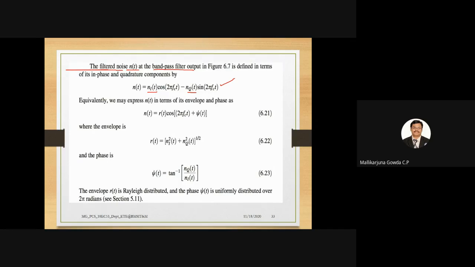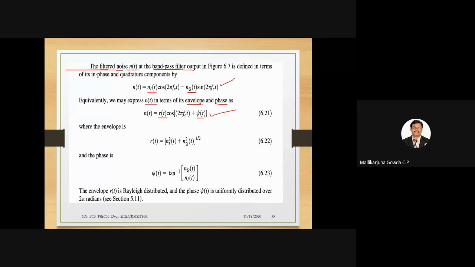I said this can also be expressed in terms of envelope and phase, right? So this is one way of expressing the filtered noise: in terms of in phase and quadrature phase components. The second one is to express the filtered noise in terms of envelope and phase, which we have also discussed. So n(t) will be equal to r(t) cos(2πf_c t + ψ(t)), where r(t) is the envelope and ψ(t) is the phase.